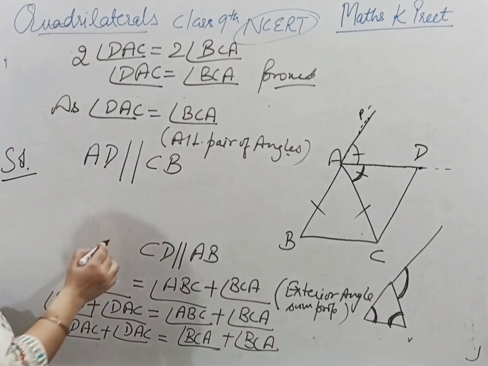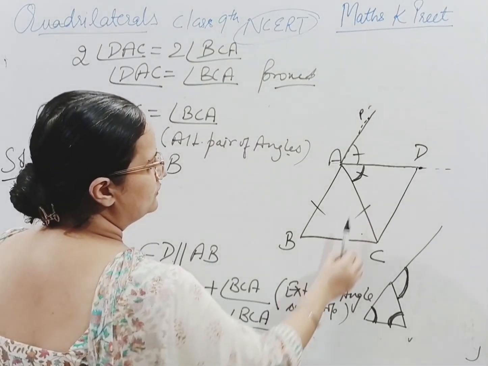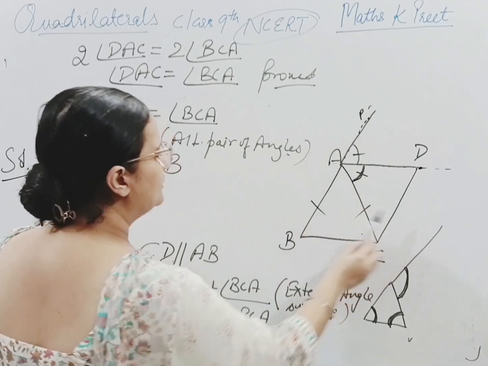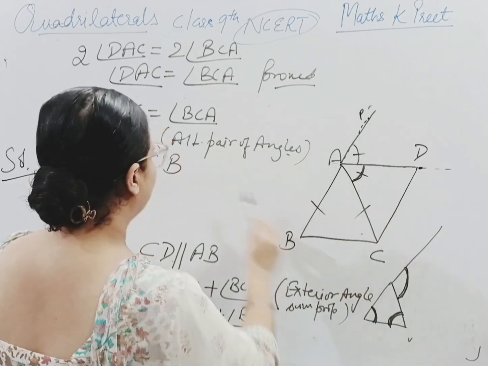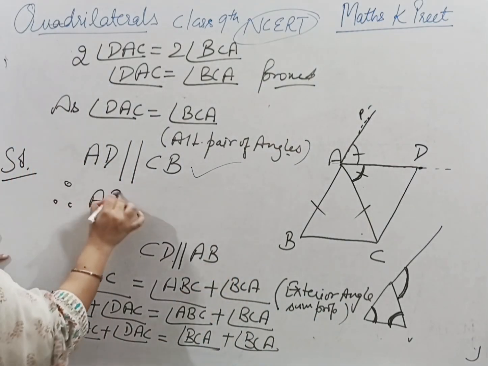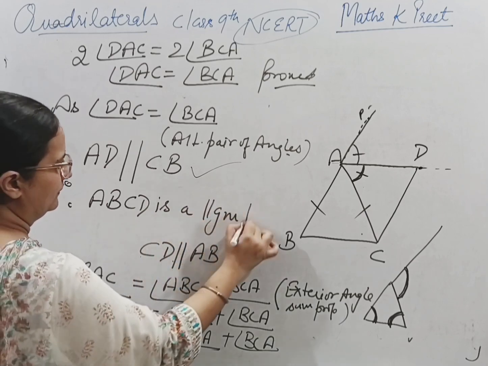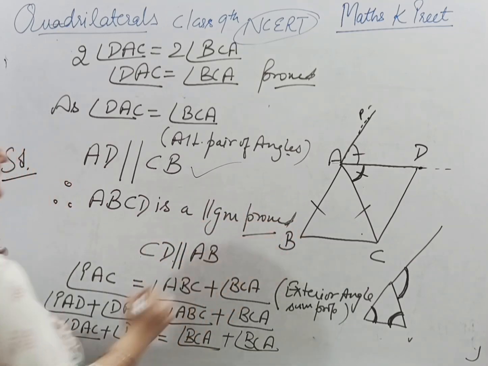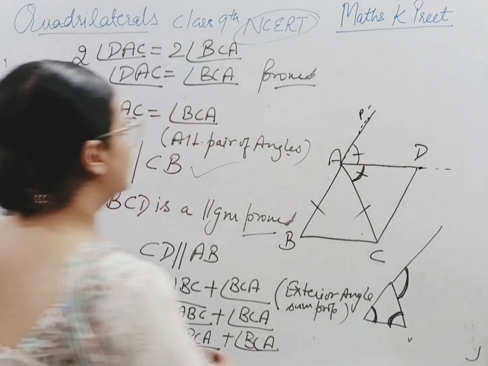And what else do we have? It is given that CD is parallel to AB. So both pairs of opposite sides are parallel. This was given, and this pair we have just proved. So therefore ABCD is forming a parallelogram. Proved. Very simple, very easy. So I hope you understood. Let's see the next.